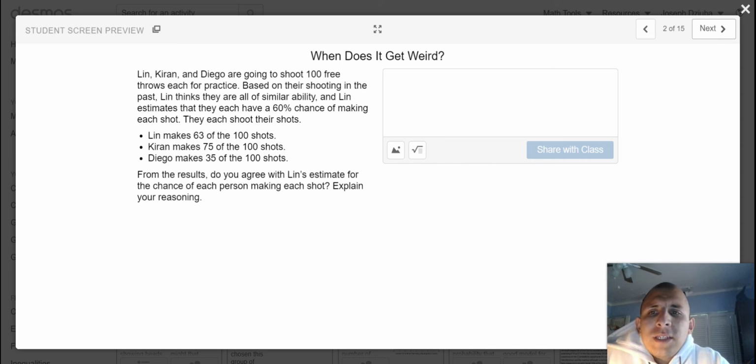So here we have Lynn, Kieran, and Diego shooting 100 free throws for practice. Based on their shooting in the past, Lynn thinks they are all of similar ability and estimates that they each have 60% chance of making each shot. They each shoot their shots. No pun intended. From the results stated here, do you agree with Lynn's estimate for the chance of each person making each shot? Explain your reasoning.